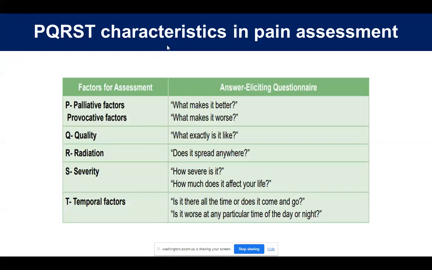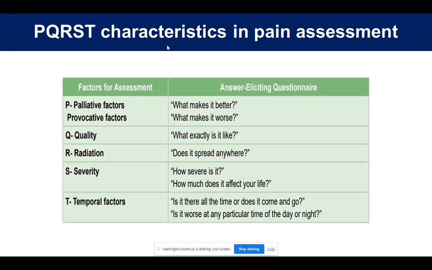This is the PQRST characteristic in pain assessment. Here, there are two P's, palliative and provocative. What factors make your pain better, and what factors make the pain worse? Just ask these questions. Then there is quality. Q is for quality of pain. What exactly is it like? Whether it is, as I already discussed, the bony pain or the spasmodic colicky pain.